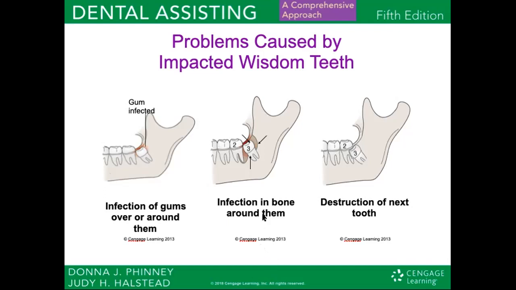Sometimes there can be an infection in the bone around them. That infection can eat away at the bone, which is supporting this tooth number 2, which is a functional, healthy tooth we don't want to lose. That bone loss can actually cause this tooth number 2 to become mobile and unstable if that tooth number 3 is not removed. Also, the destruction of the next tooth, tooth number 2, can happen because tooth number 3 will actually impact into tooth number 2, causing the root structure or the nerve structure in tooth number 2 to fail. So these are some of the things that can happen. That patient can actually end up losing both teeth if they don't remove that tooth number 3.